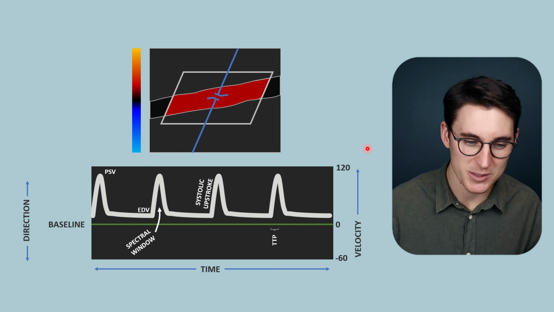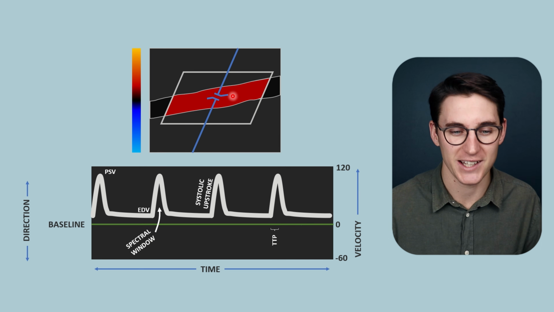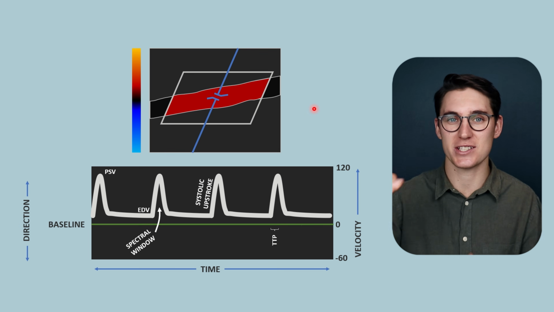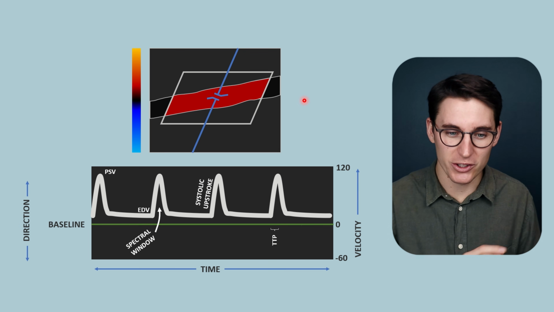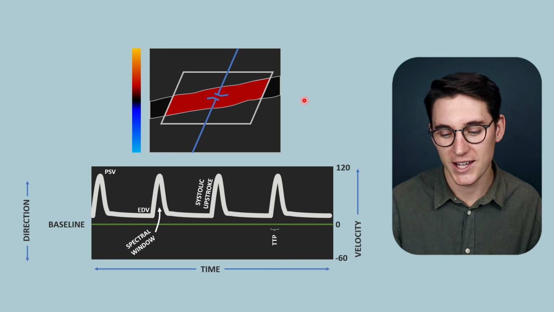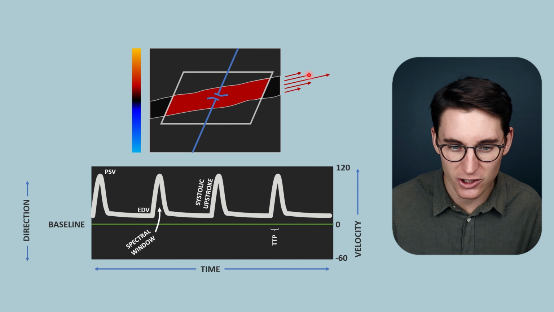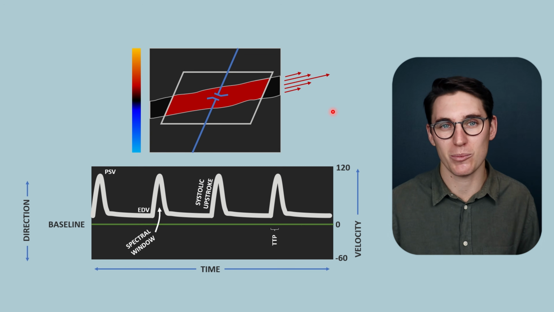Now importantly, this spectral waveform that we are creating here is specific to the gate that we have set, and we can change the size of that gate. Now we know that blood flowing through a vessel exhibits a specific type of flow. Blood flowing in the center of that vessel will exhibit what's known as laminar flow.